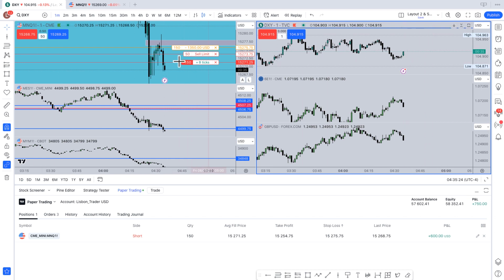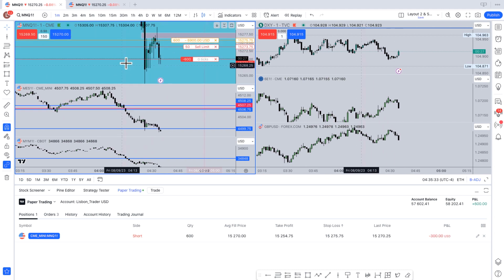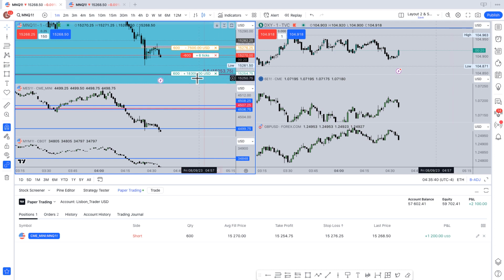DXY just creating a risk-off environment, so let's just capitalize. So risking the full gains for 18,000. So I'm working on the gains.